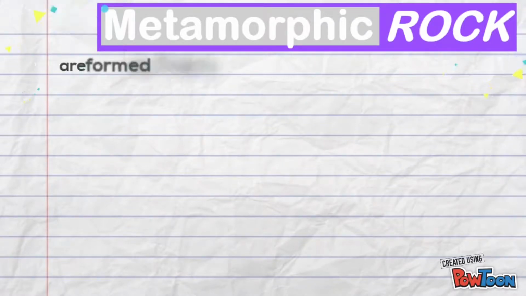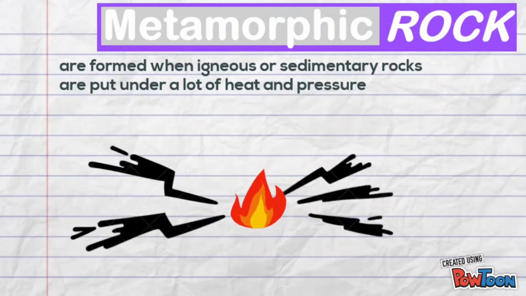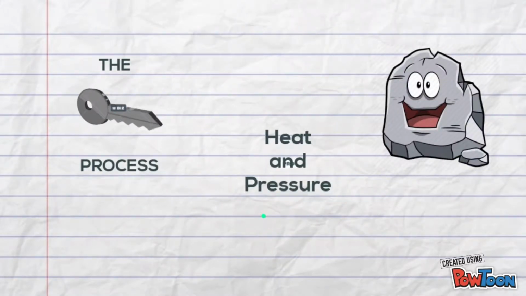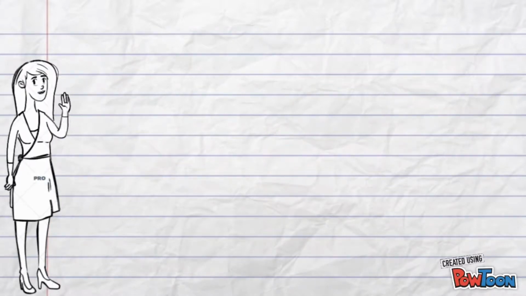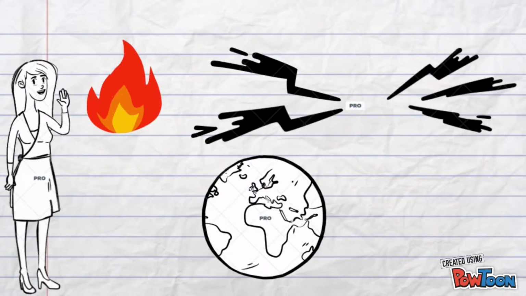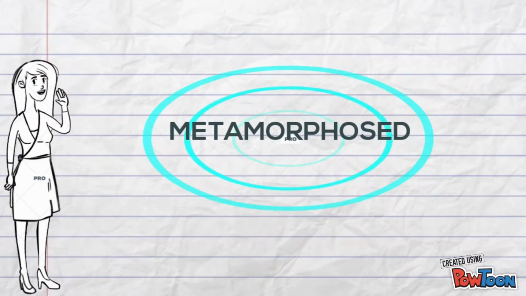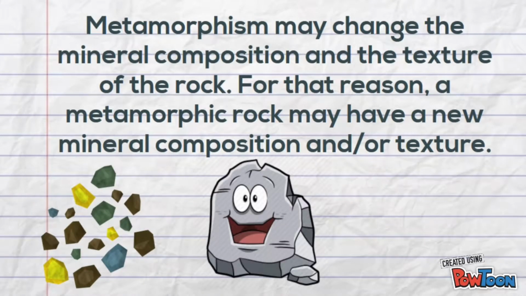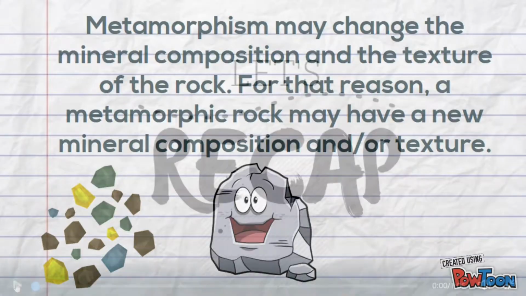These rocks are formed when igneous or sedimentary rocks are put under a lot of heat and pressure. The key process through which rocks are changed into metamorphic rocks is also known as metamorphism. When a rock is exposed to extreme heat and pressure within the earth but does not melt, the rock becomes metamorphosed. Metamorphism may change the mineral composition and the texture of the rock. For that reason, a metamorphic rock may have a new mineral composition and/or texture.